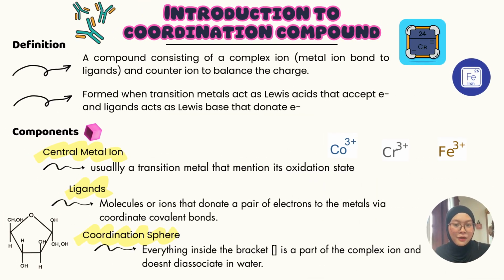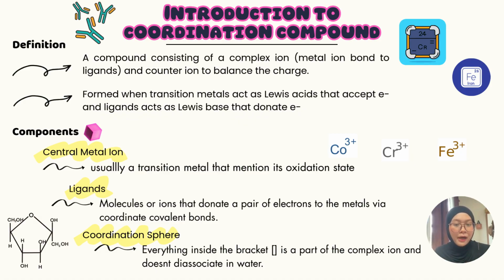This is the first part on this slide. Introduction to coordination compound. What we know as a coordination compound. A coordination compound is a compound that consists of a complex ion, which is a metal ion bonded to ligands, and the counter ion that balances the charge. Secondly, a coordination compound is formed when a transition metal acts as a Lewis acid that accepts electrons and the ligand acts as a Lewis base that donates electrons.